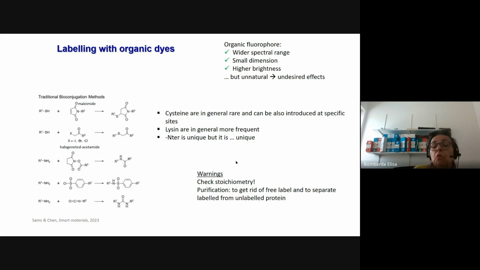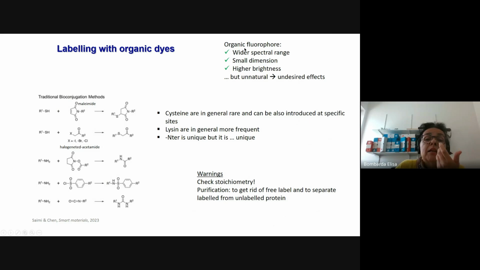label the protein with organic dyes. We were seeing the hexa, fluorescein, cyanine, etc., and that is chemically done.